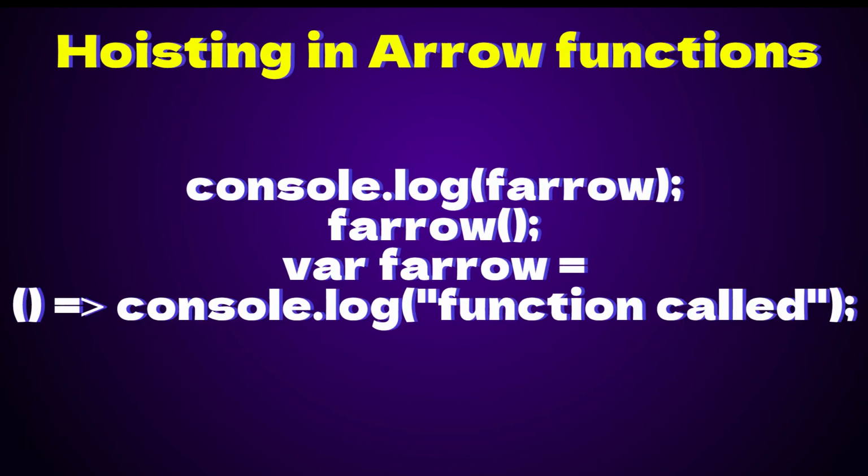Arrow functions are also hoisted in the same way as the variables var, const, and let. This is because they are assigned to variables before calling them. So we need to declare them before accessing them.